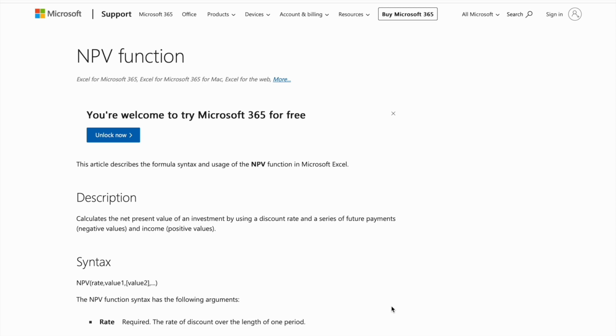Today we are diving into a crucial topic for anyone dealing with finance or investments. How the NPV function works in Microsoft Excel.